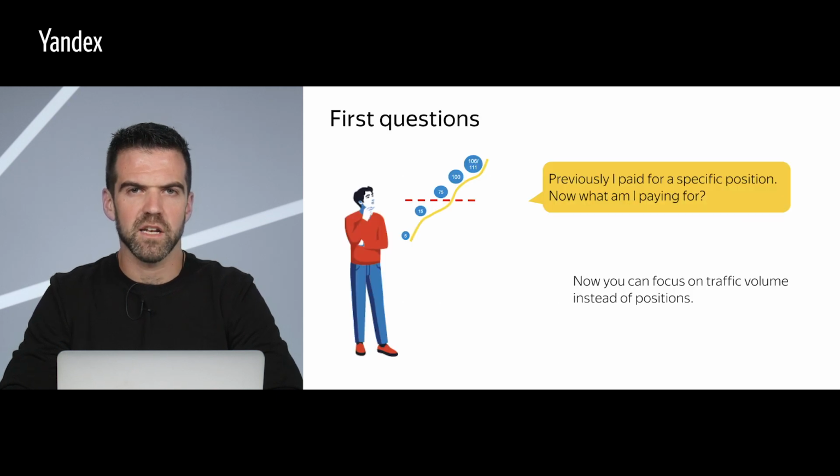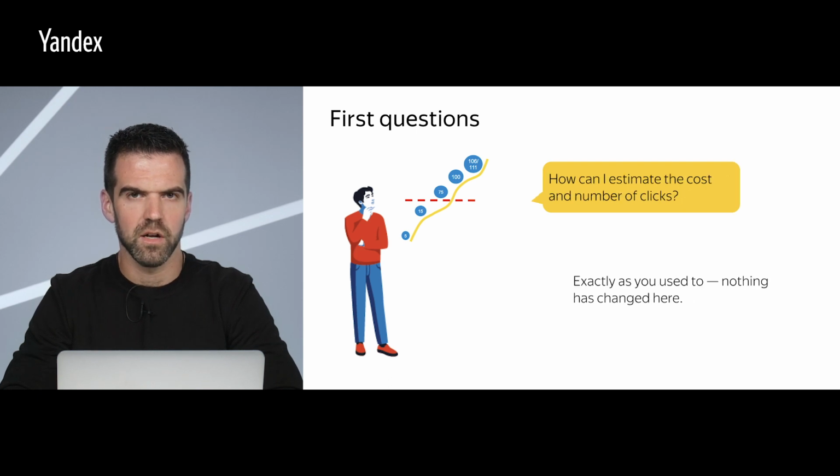Let's look at the main questions that advertisers usually ask. Question 1. Before I knew that I was paying for a specific position, but now what am I paying for? If you previously set bids to make it to first premium placement, two things could happen. First, you might not have been making it to first premium placement in the end, depending on your competitors' bids. Second, even though you might have made it to first premium placement, you might not have been getting as many impressions as you expected. In the new system, your position may vary, but you can be certain that your ad will get the traffic volume you paid for.